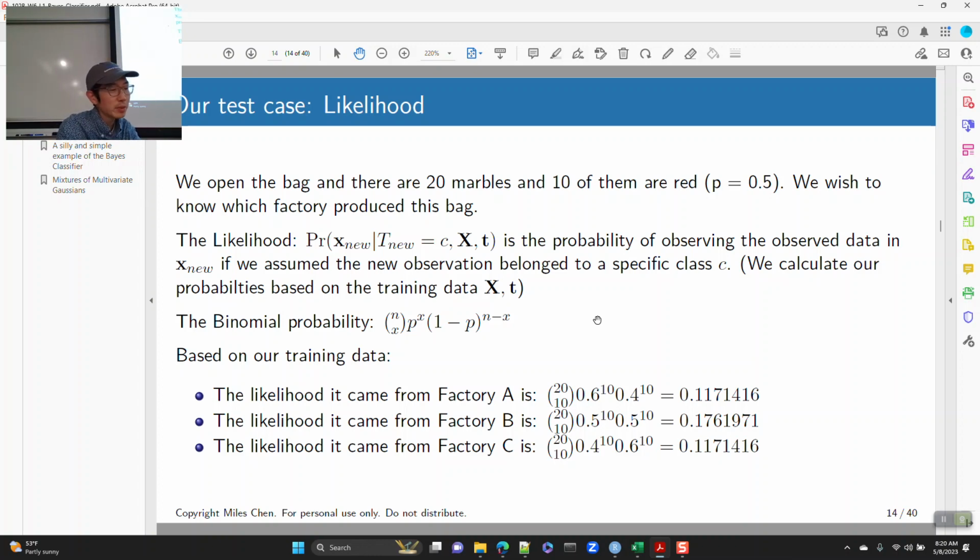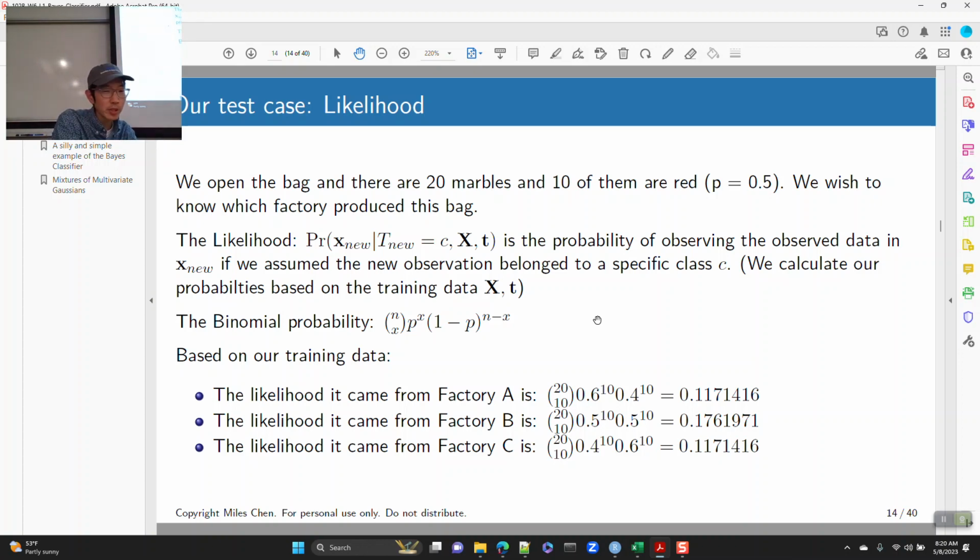Now we want to know, given this information about the 3 different factories and their filling proportions, what's the probability that this bag came from factory A? What's the probability it came from factory B? What's the probability it came from factory C?